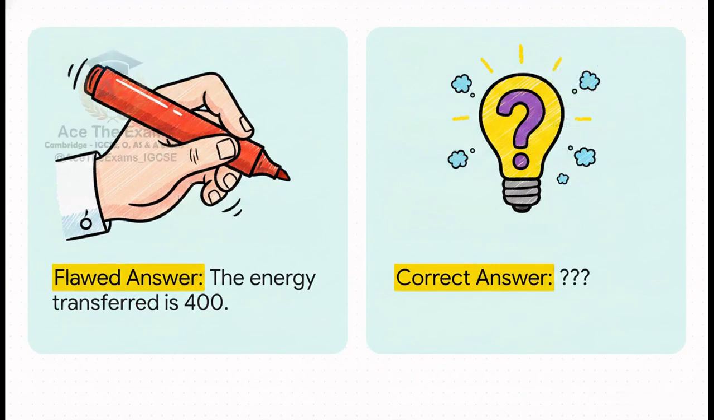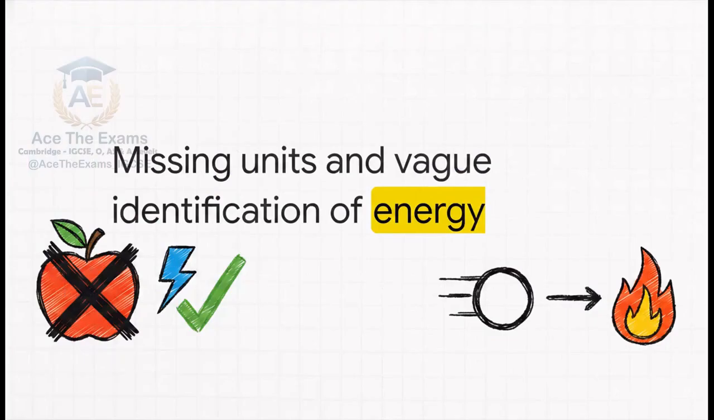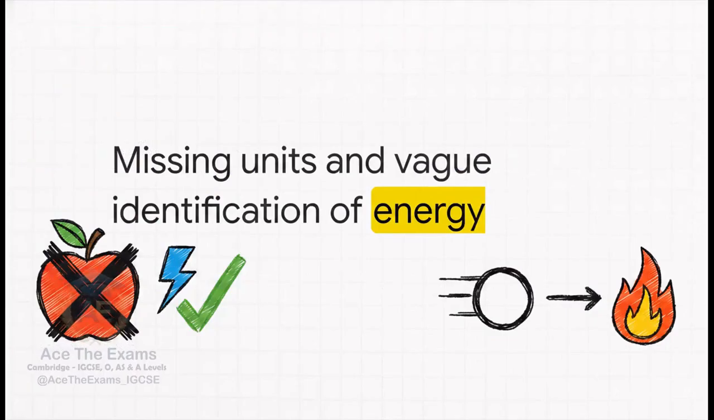Take a look at this flawed student answer. The energy transferred is 400. Go ahead, seriously, pause for a second. What's missing here? Why does this immediately make a Cambridge examiner reach for their red pen? Well, the absolutely crucial point is that 400 means absolutely nothing in physics without a unit. I mean, is it 400 apples, 400 seconds? No way, it needs to be 400 joules.